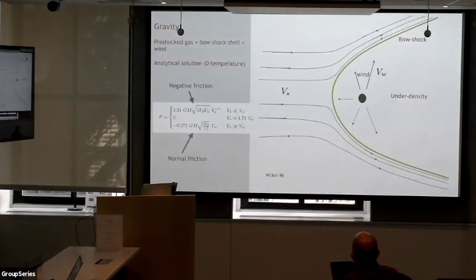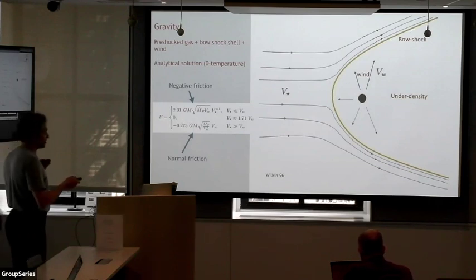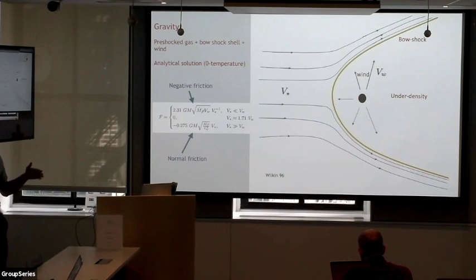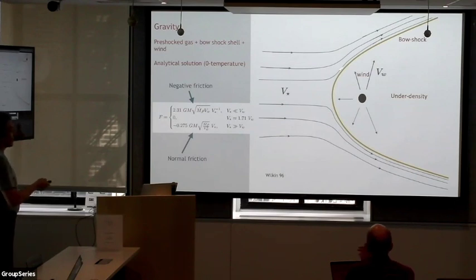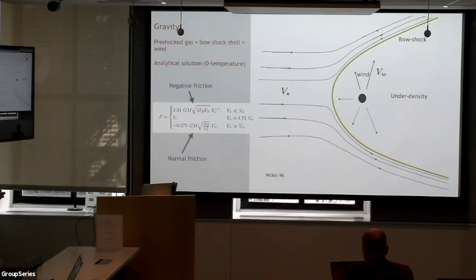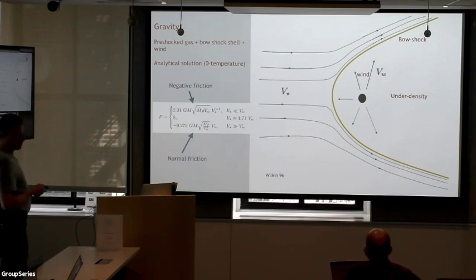So this is the only calculation that we did, which is to consider a particular solution of the bow shock, which was found by Wilkin in '96. And this solution is found in an approximation where the temperature is zero. So this is a zero temperature approximation, which means that the two gas flows, when they collide, stick to each other. However, the momentum within this shell is conserved, so it's an honest solution in terms of physics. It's idealized physics, but it's honest physics.